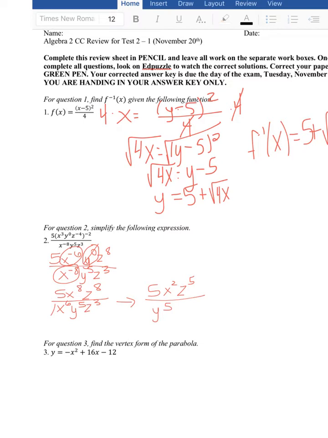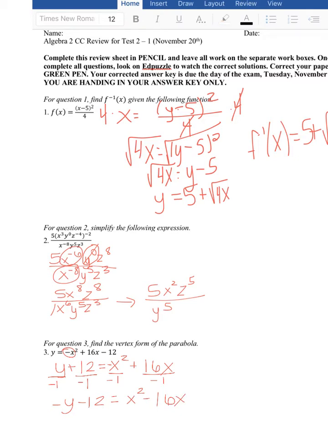For question number 3, find the vertex form of the parabola. So vertex form, that's when you have to use completing the square. So first I'm going to add 12 to both sides. Don't forget this is negative x squared plus 16x. In order to do completing the square now, my a value has to be 1. Right now it's negative 1, so I'm going to divide everything by negative 1. Y divided by negative 1 just becomes negative y minus 12 equals x squared minus 16x. And now I can go and do completing the square.